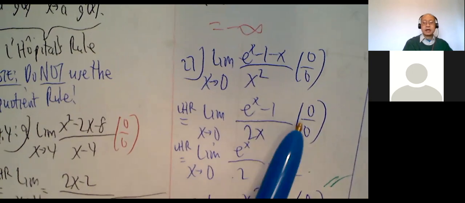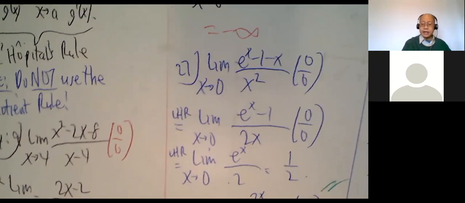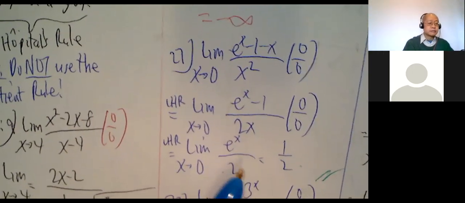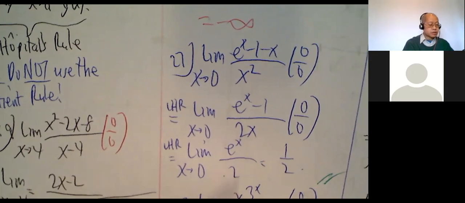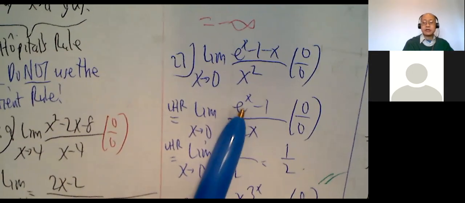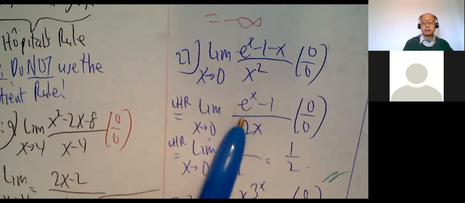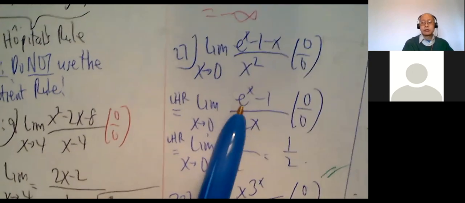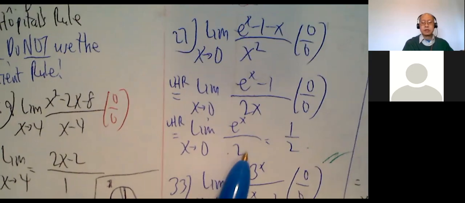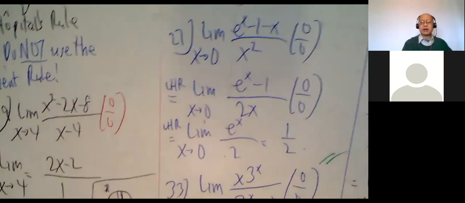Once again, I get 0 over 0. You can do it again. So here's our first instance where you have to do L'Hopital's rule twice. I think shortly I'll show you one where you have to do it many times. Plug in 0, e to the 0 is 1. 1 minus 1 is 0. Do it again. Derivative of the top, e to the x. Derivative of the bottom is 2. Now I can plug in 0, e to the 0 is 1. Final answer is 1/2.